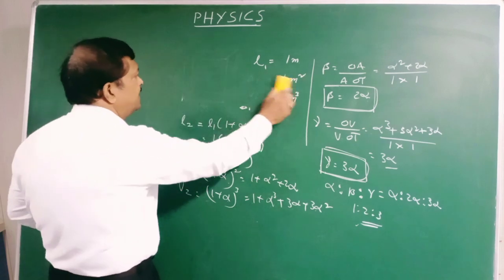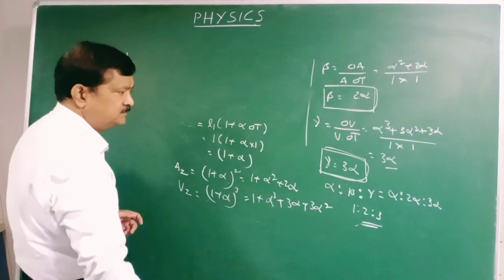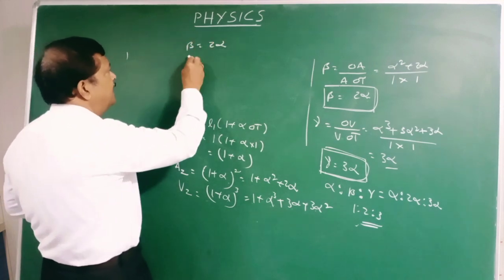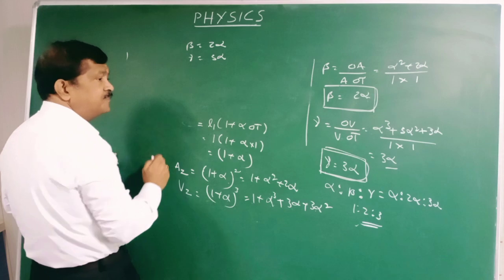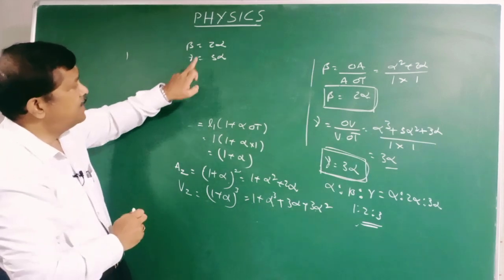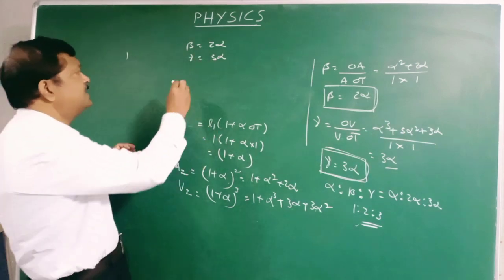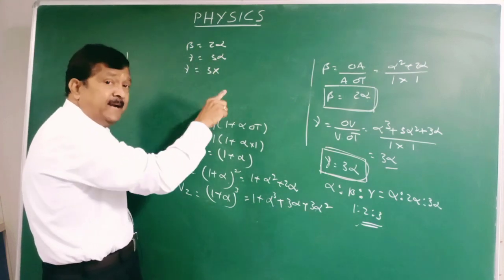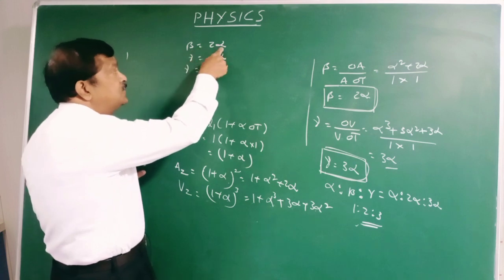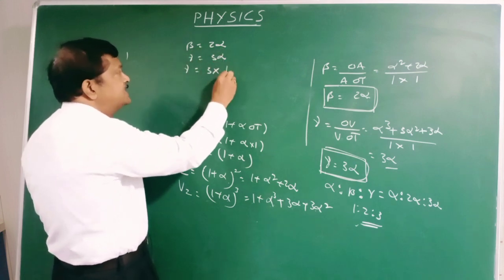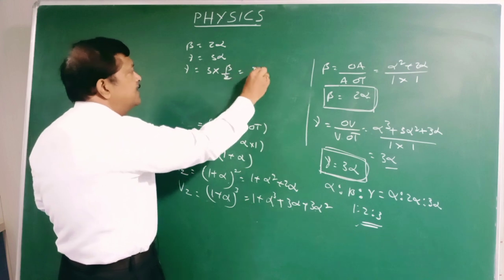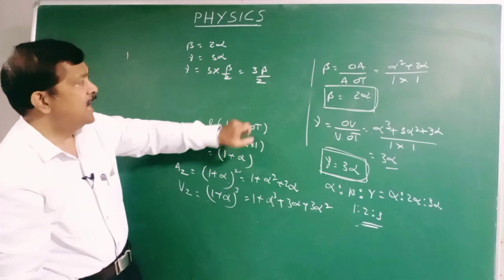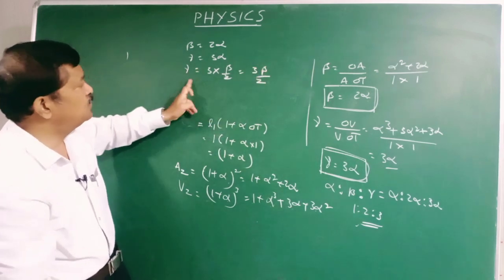So when you consider these values, we can write from those equations beta is 2 alpha and gamma is 3 alpha. Suppose I want to express the value of gamma in terms of beta. Gamma equals 3 alpha, but you know beta equals 2 alpha, so you can write alpha as beta by 2. So this becomes 3 beta by 2. So gamma is 3 beta by 2, or if you want beta in terms of gamma, it is 2 gamma by 3.